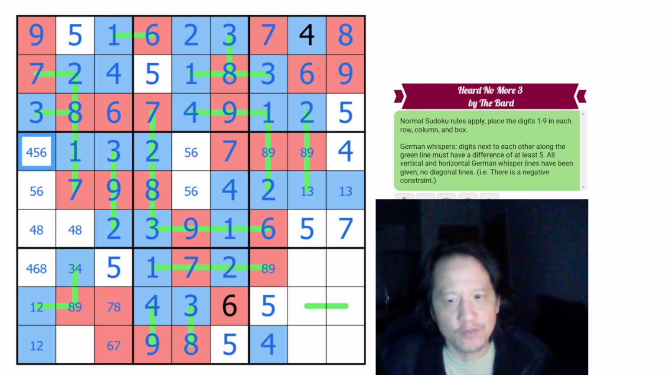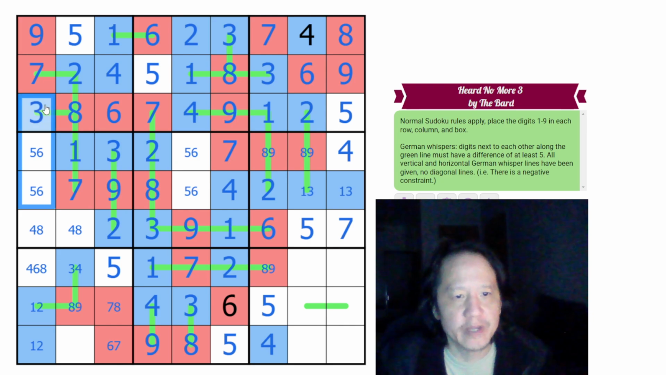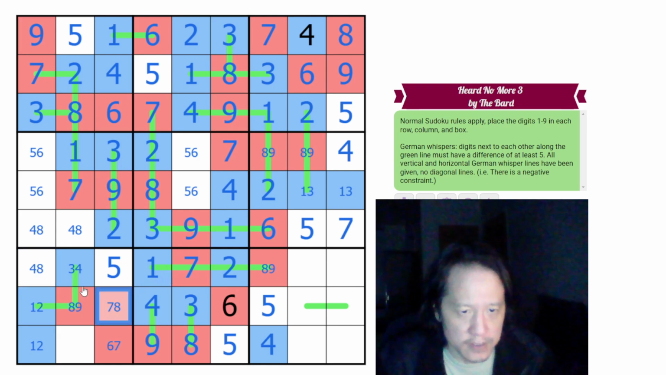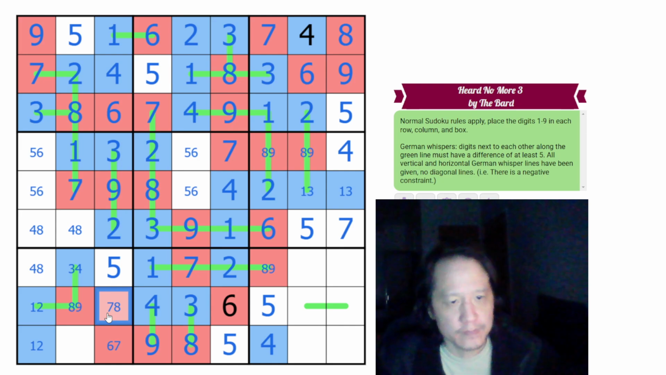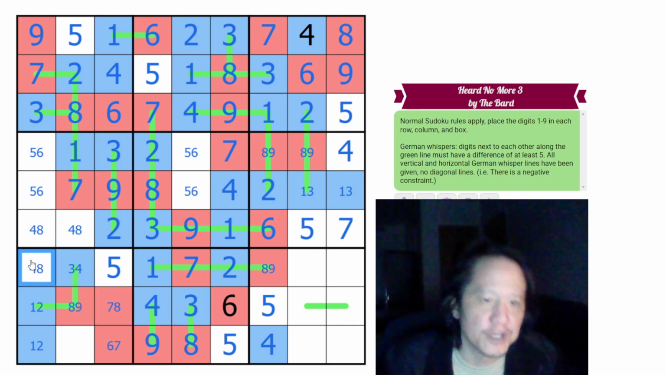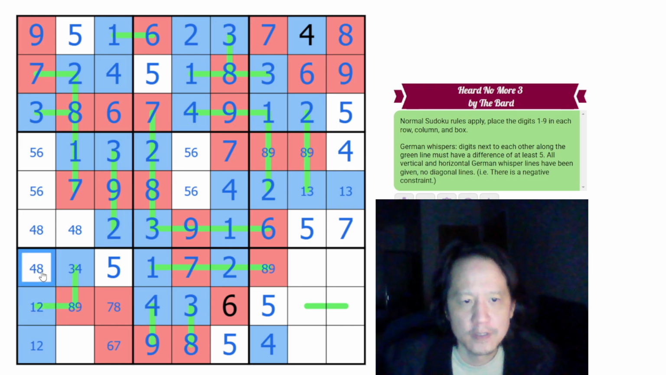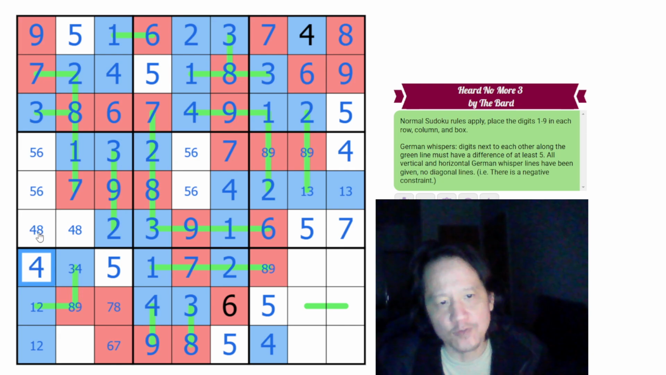And this can't be 4, so this is 5 or 6. And this is 5 or 6. And this is a 4, 8 pair. The 5, 6 pair in column 1 means that you cannot have a 5 or 6 in the rest of the column. So this can't be 6. This is 4, 8. If this were an 8, it would have to have a German whisper line connected to this cell. So this cannot be an 8. This has to be a 4, which makes this an 8, and that's a 4.